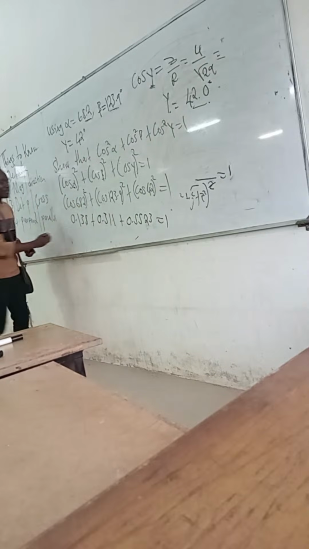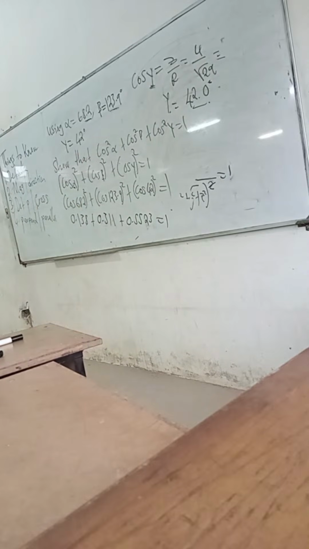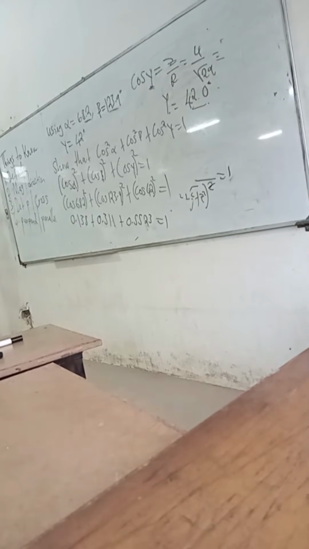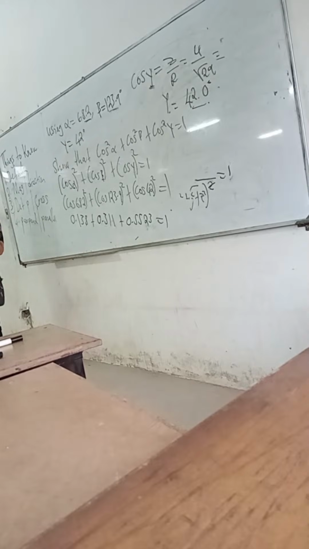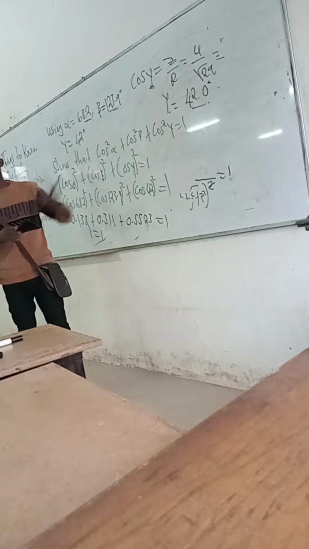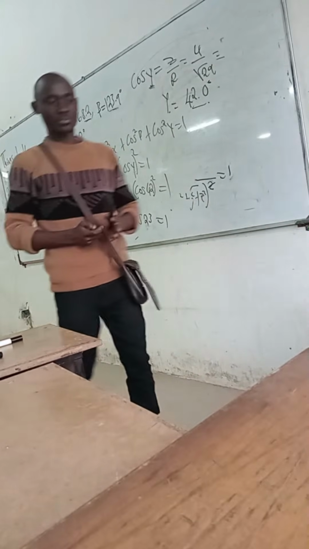Now, just add these numbers. If they give you 1, it means it's proved. Just add 0.138 plus 0.311 plus 0.5523 and see it's going to give you 1. After you add, what is the answer? Yeah, 1. So that means 1 equals to 1, right? Yeah, so hence proved using the angles.